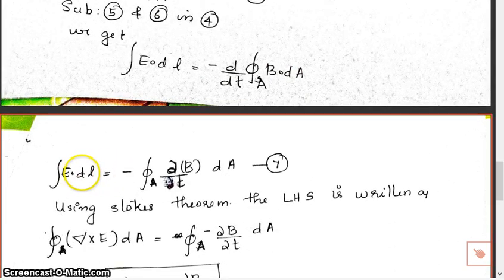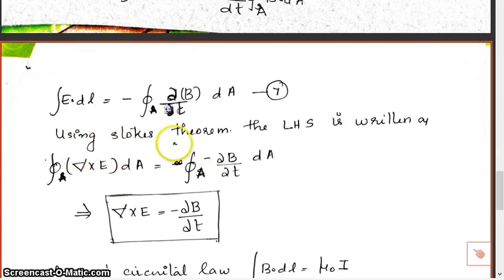In the next step, I am taking d by dt inside the integral. So I can write integral E dl is equal to minus area integral dou B by dou t into dA. When this d by dt is taken inside the area integral, it becomes the partial derivative dou by dou t of B, of dA.